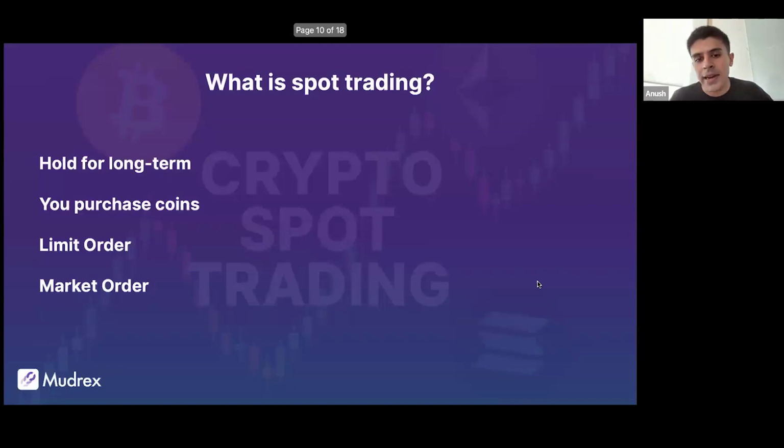Now, spot trading is generally considered a long-term investment strategy. So it's perfect for people who want to just buy and hold over a long time, maybe months, maybe even years. A lot of folks are in it for the long haul here. They believe that assets like Solana, Bitcoin, Ethereum will be worth a lot more in the future. Now, when it comes to placing your buy or sell orders in spot trading, you'll often see two options.